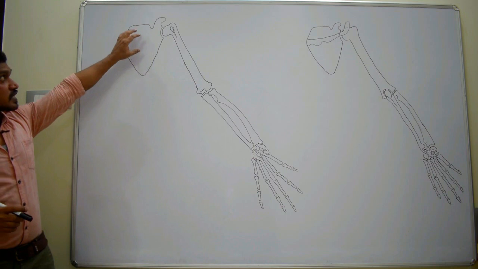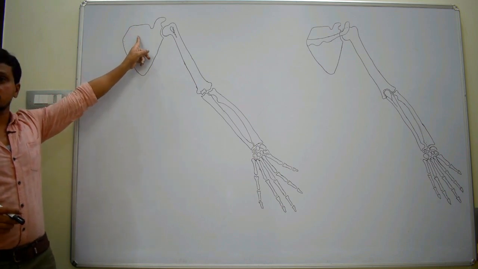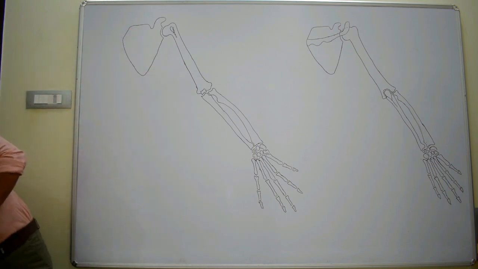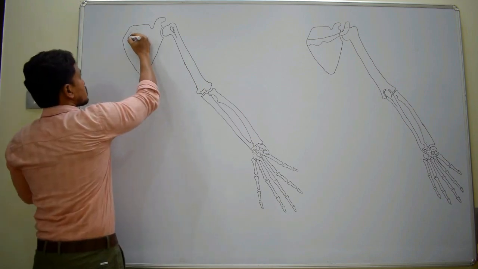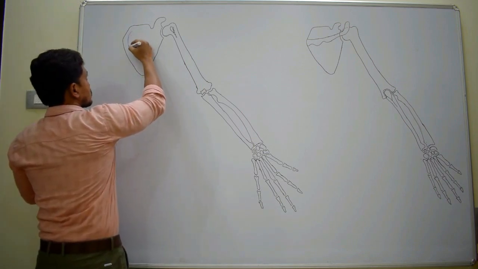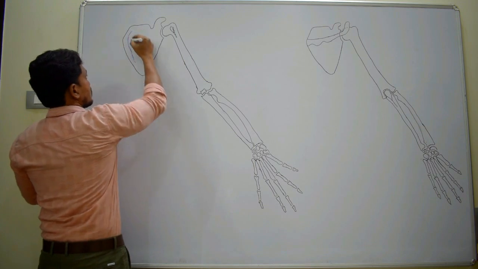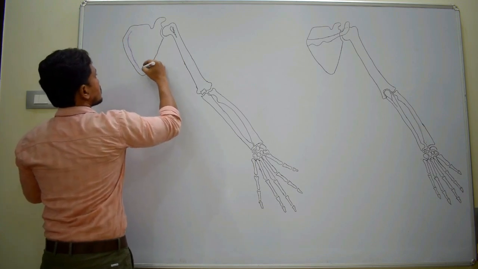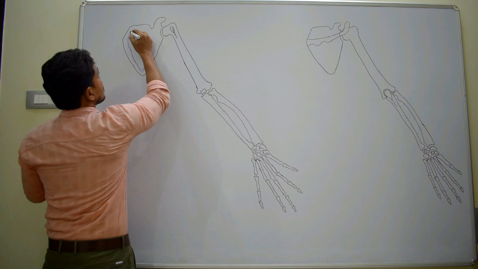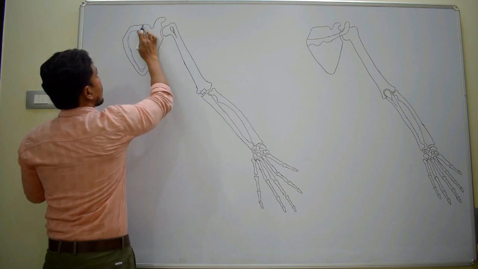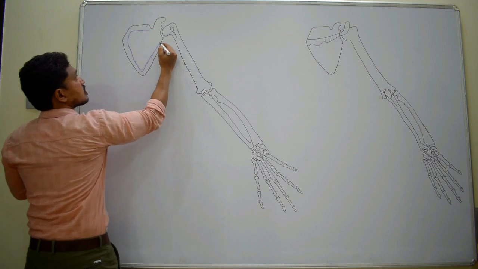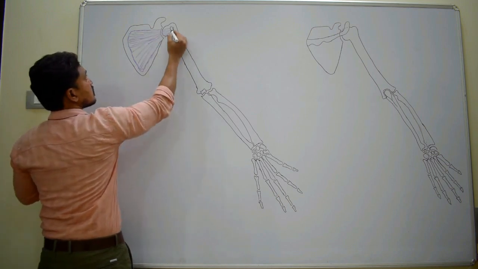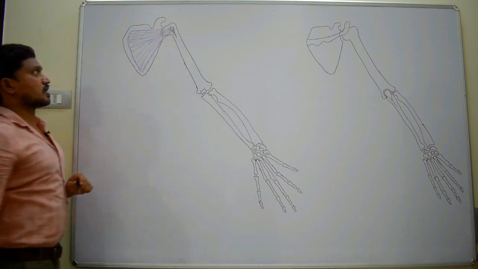Now, we will see the muscle which is taking origin from the subscapular fossa. I am drawing the muscle. This is the subscapularis muscle. It is taking origin from the subscapular fossa, and from here the tendon is going laterally, and it will be inserting to which tuberosity is this? The lesser tuberosity. So what is this muscle? This is the subscapularis muscle.